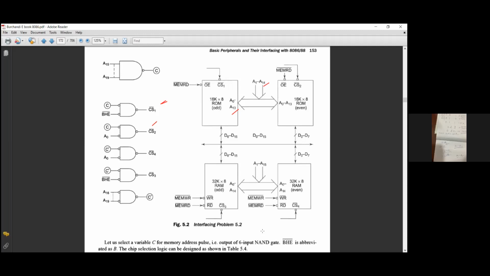Similarly, for the odd bank and even bank, the odd bank means the high bank. That's why D8 to D15. The even bank, that's why D0 to D7. Similarly, for RAM, also the odd bank, that's why D8 to D15. The even bank, that's why D0 to D7. Similarly, A1 to A15 and A0 to A14.